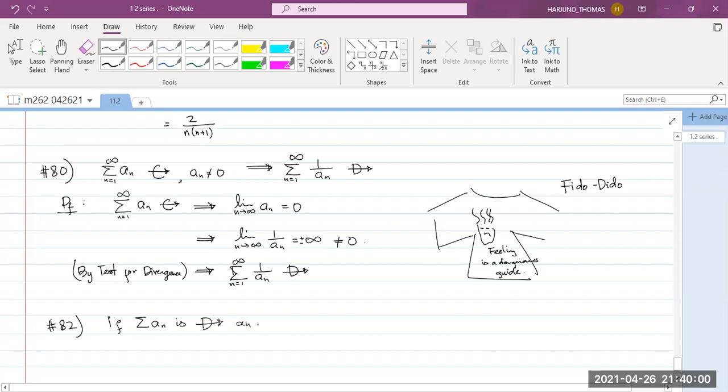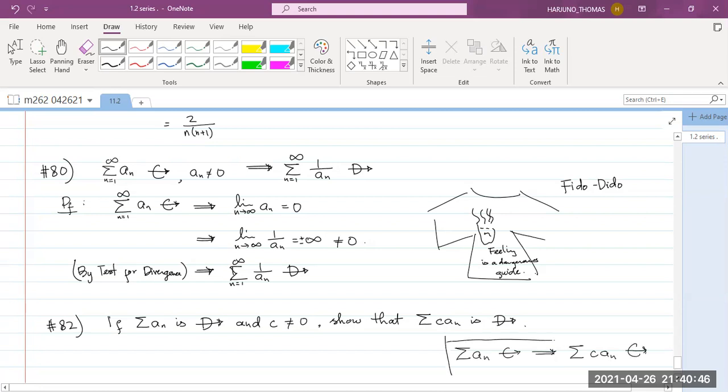Now notice in number 82, if the infinite series is divergent and C is not equal to 0, show that the infinite series of C A sub n is also divergent. Notice we cannot use this one. We cannot say that if this series is convergent, then this is convergent. You can't, because this theorem starts with a convergent series, not with a divergent series.